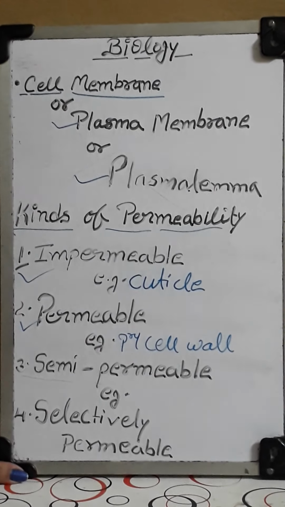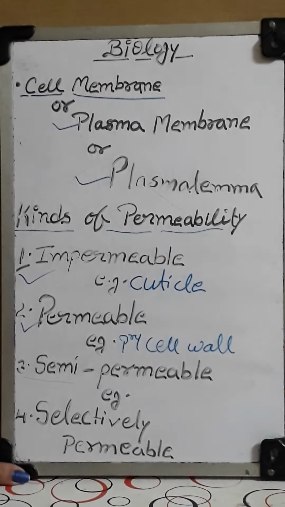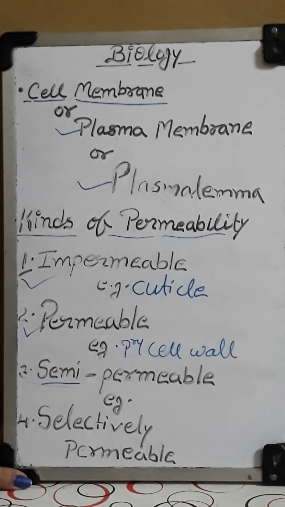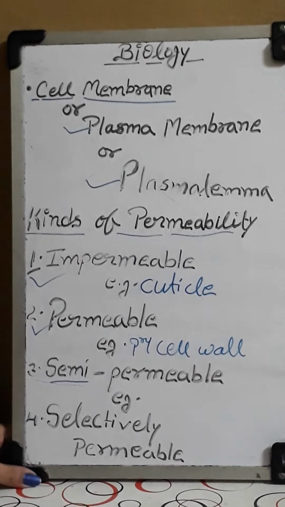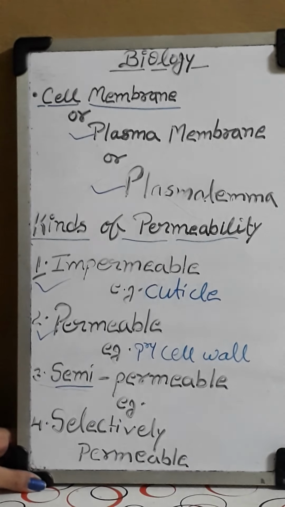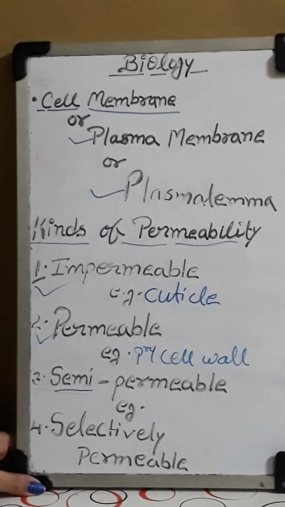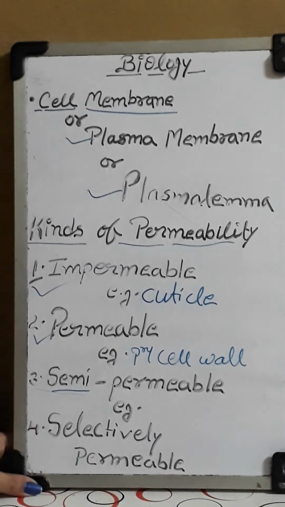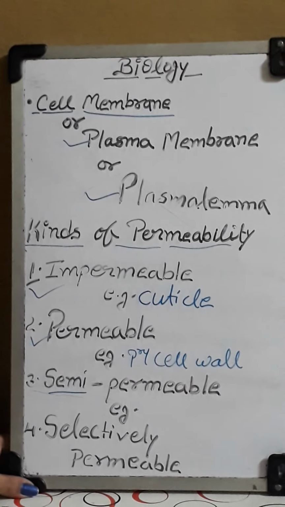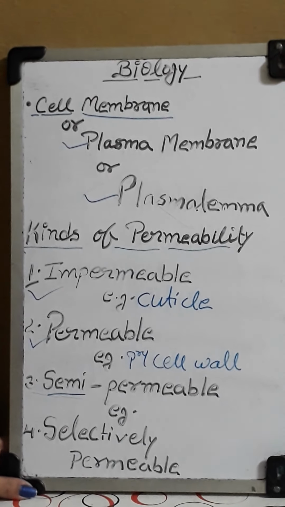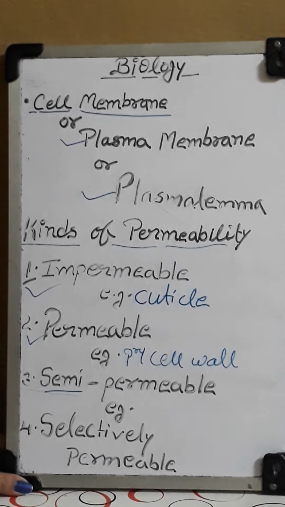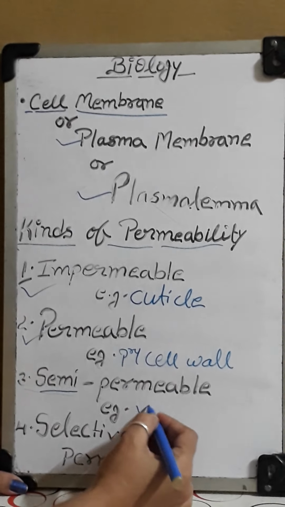Now come to the third, semi-permeable. Look here, semi means half. So, if a membrane allows penetration of only solvent molecules but not the solute particles, then it is called semi-permeable. Example, artificial vapor membrane.